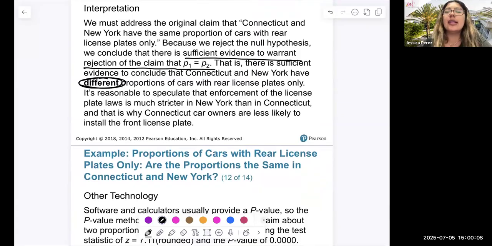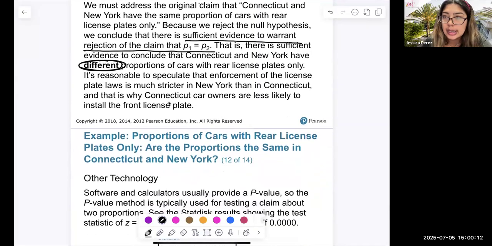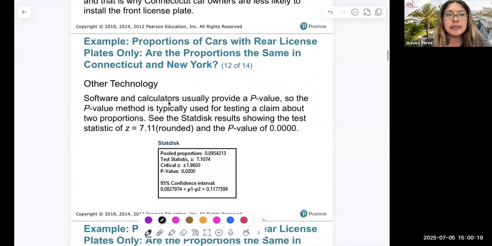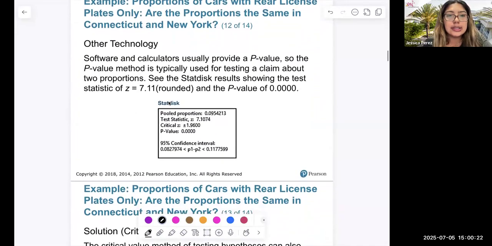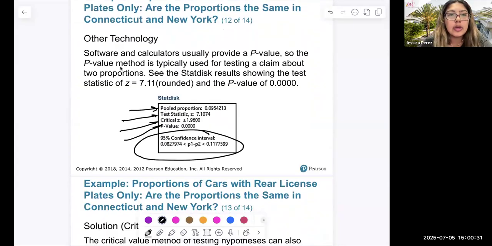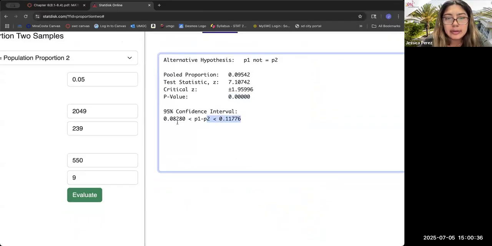It's reasonable to speculate that the enforcement of license plates is much stricter in New York than it is in Connecticut. That's why Connecticut's car owners are less likely to install front license plates. So here we can use, of course, stat disk, which is everything that's given. There's the pool, there's your test statistic, your critical value, and your p-value. And they finish off. So if we go back to the value, there's our confidence interval that we found.